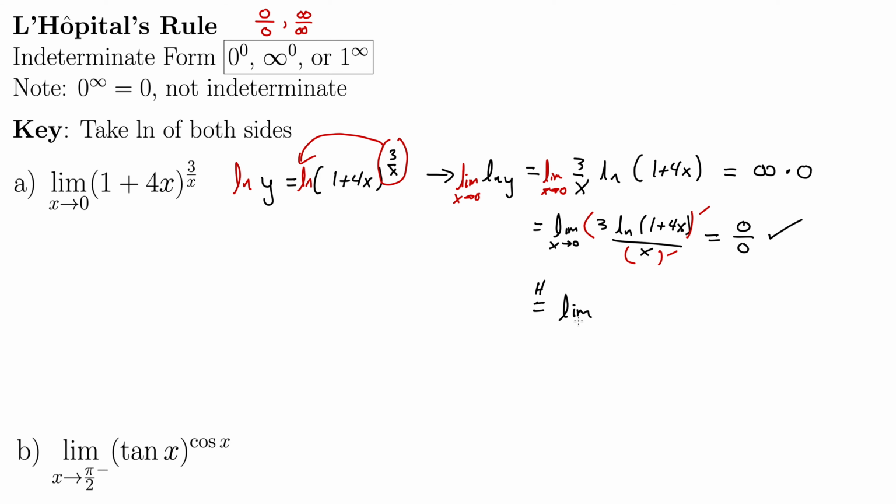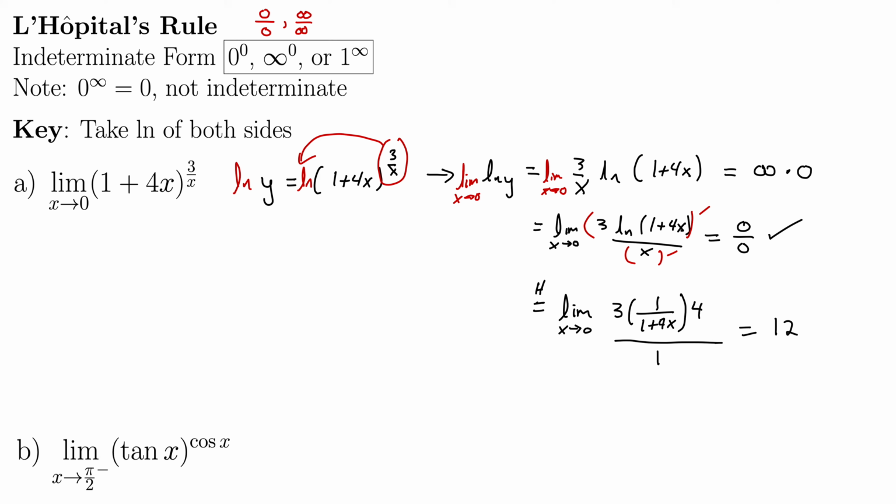Okay, we still have our limit as x goes to 0. And then 3 times, well, the derivative of natural log of all that stuff is 1 over all that stuff. So 1 over 1 plus 4x times the derivative of the inside, which is 4, all over, well, the derivative of x is 1. And now we can quite happily evaluate this limit by just plugging in 0 for x. That leaves us with 12.